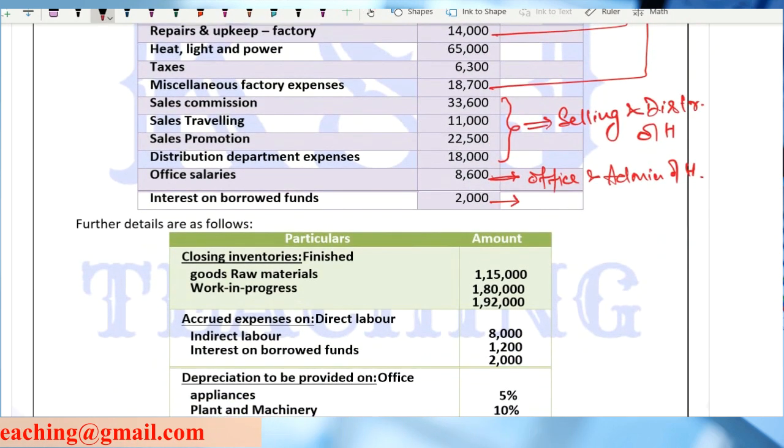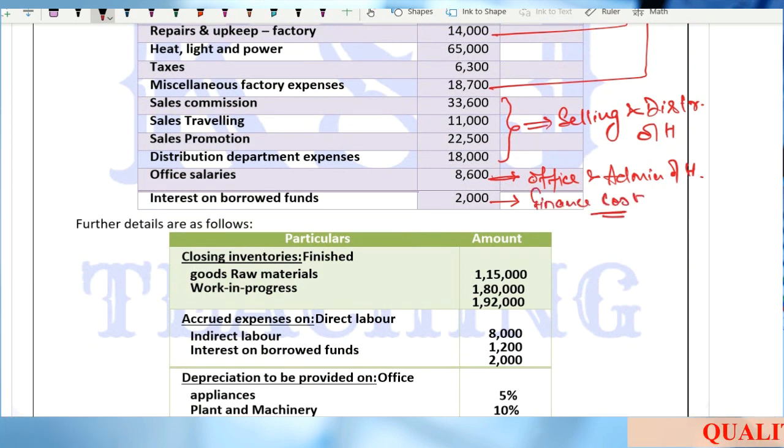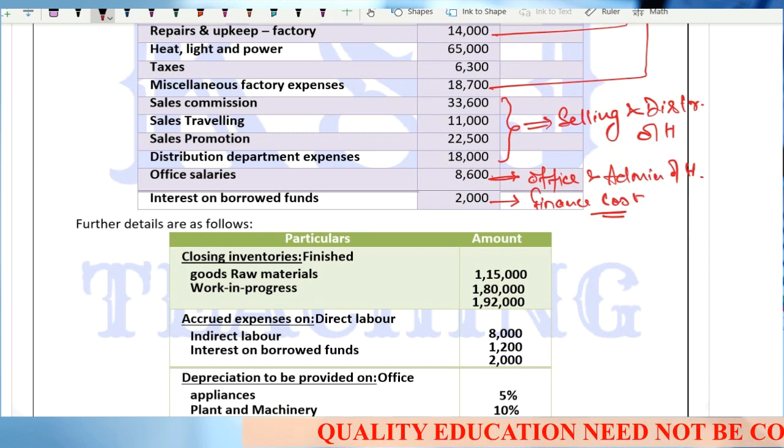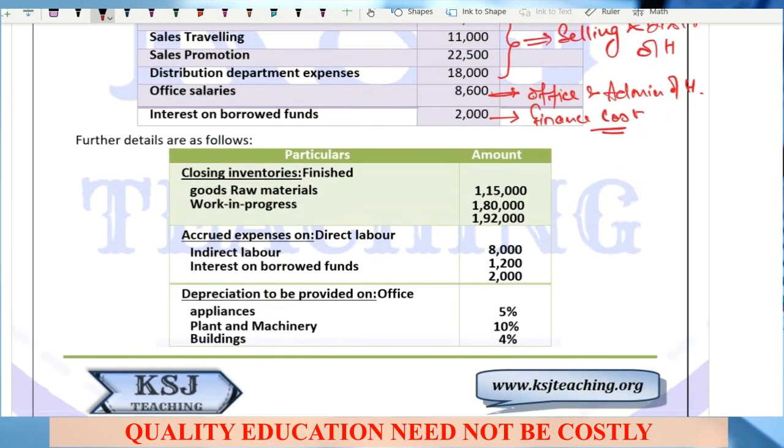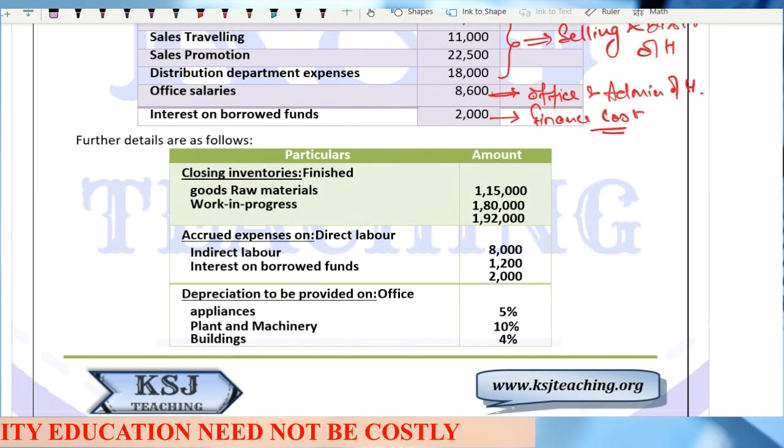Interest on borrowed funds. What is this? This is a finance cost. Sir, where do we take the finance cost? I have already discussed in the lecture number 2. Where do we take the finance cost? Now you know. I am not going to tell you. Just check your notes. Further details are as follows.